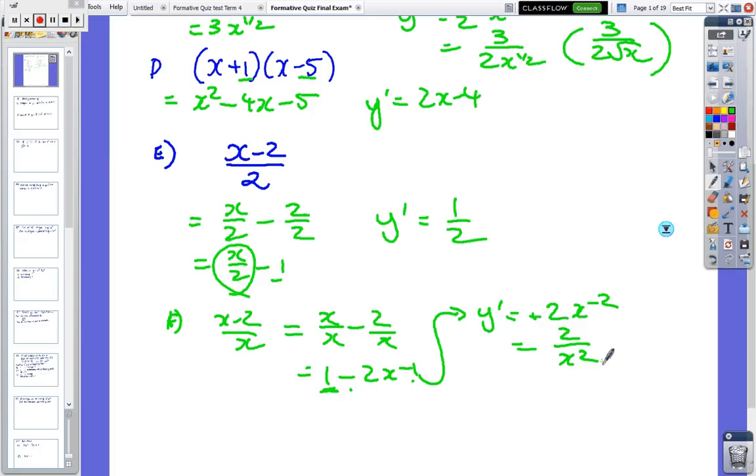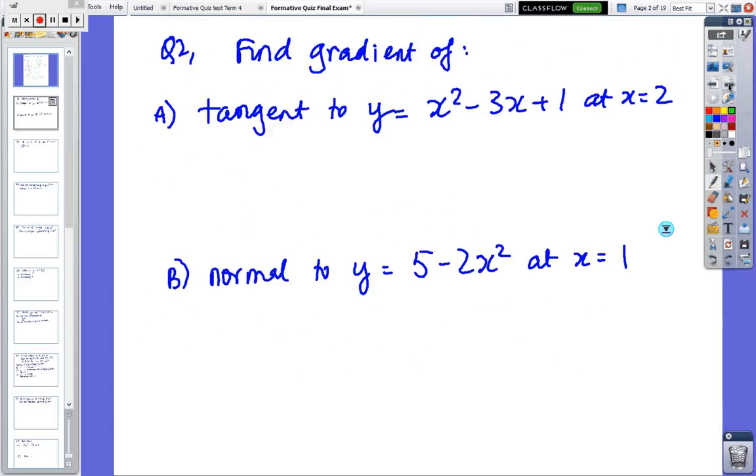So this one here and this one here are related, except that it's x on the bottom or 2 on the bottom, just break it up into separate fractions. Okay, come across when you're ready.